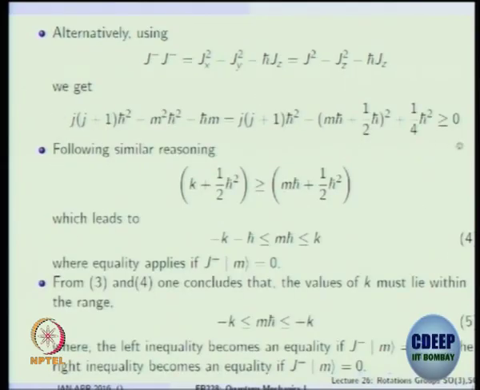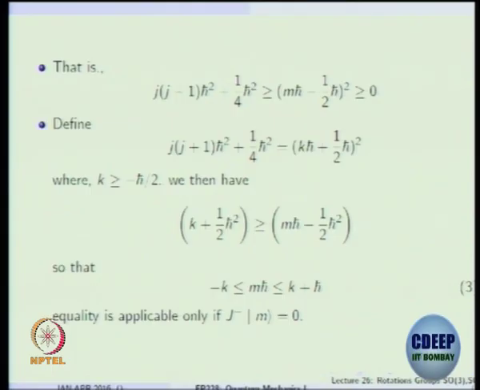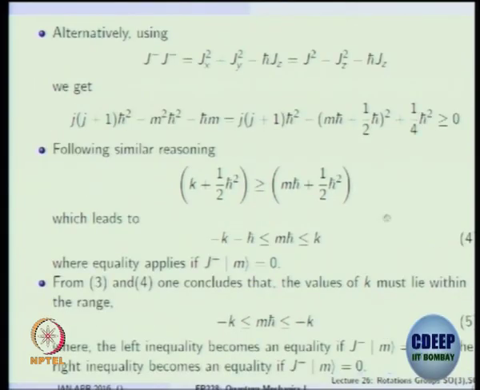And looking at equation 3 and equation 4, you can try to find what is the common range for the magnetic quantum number. It will turn out that this common range will be from minus k to plus k. I think this h cross is not correct, it should not be there. Or you put h cross everywhere.